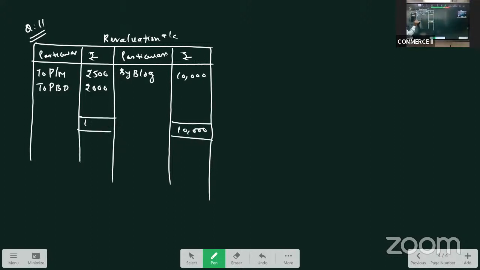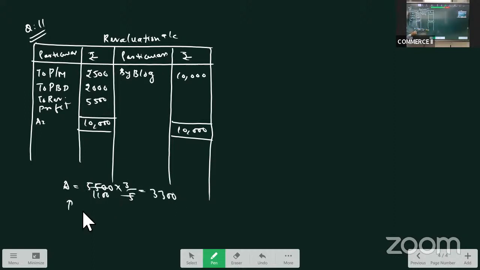10,000. And our revaluation profit is 5,500. This revaluation profit is distributed among all partners, A and B, in the ratio 3:2. So how much will A get if I distribute in the ratio 3:2? A will get 5,500 into 3 by 5. That is 3,300. And B will get 5,500 into 2 by 5. That is 2,200.